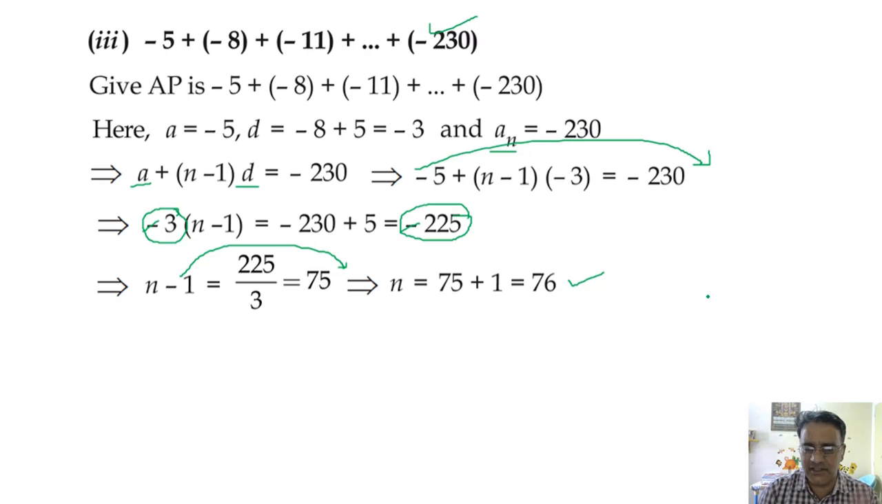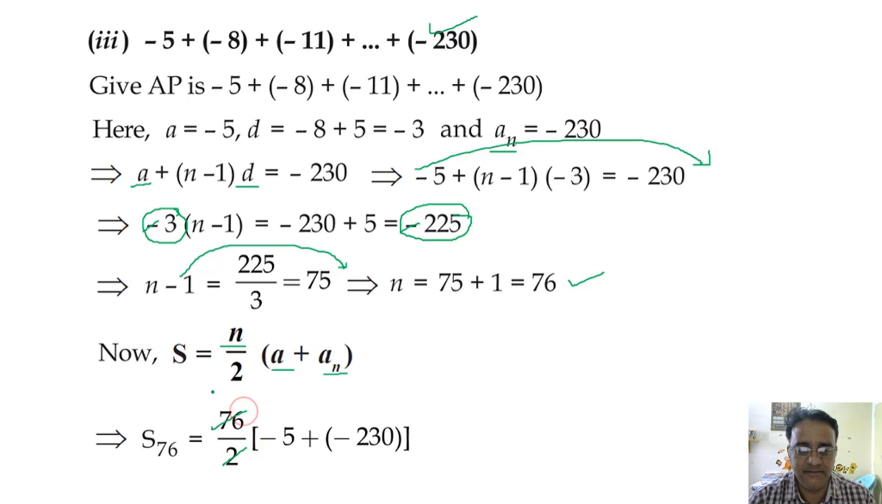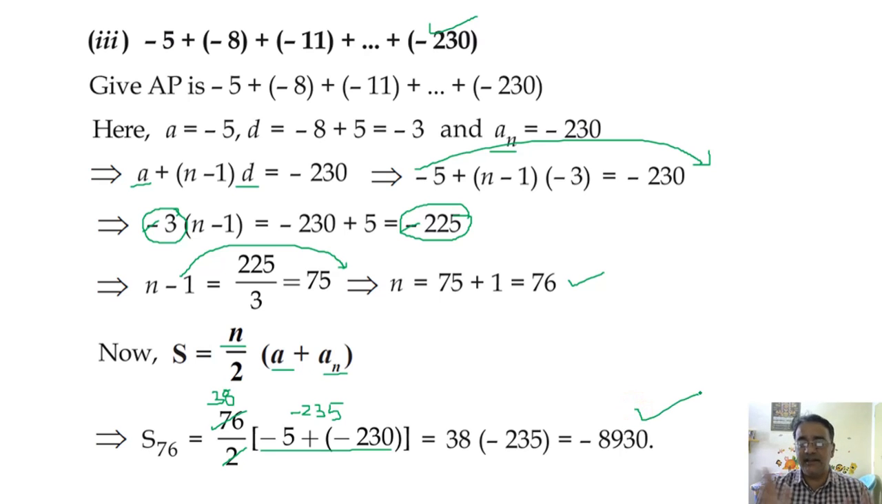Now which formula are we using, the first one or the second one? The second one, that is n by 2 into a plus an. Now we'll substitute the values of n, a and an. So 76 upon 2, minus 5 plus minus 230 is minus 235. So we can cancel this and get 38. Minus 235 into 38 will give the final answer, that is minus 8930. Any doubt?